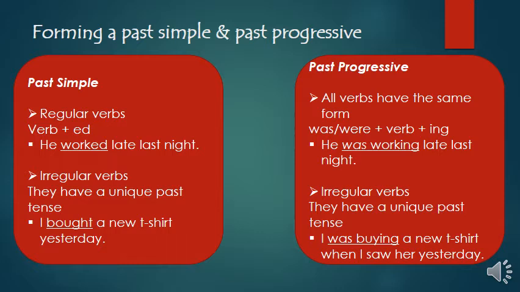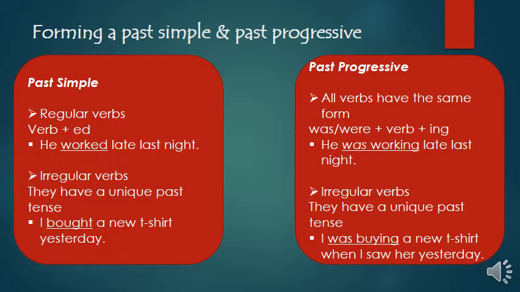In English language, we have two kinds of verbs, regular verbs and irregular verbs. Regular verbs usually end with ed. So in order to change a regular verb into the past tense, we add to it ed. For example, he worked late last night. So this is a regular verb.